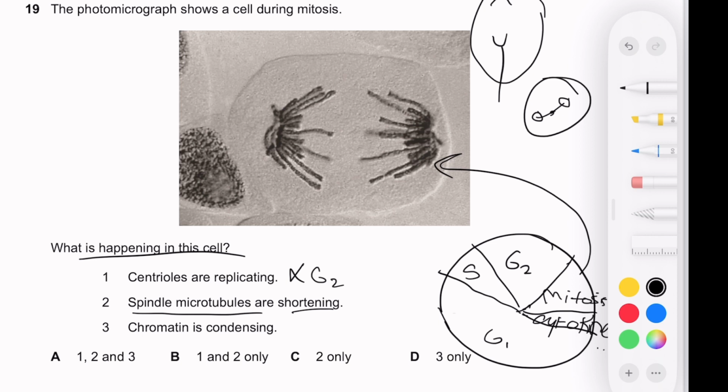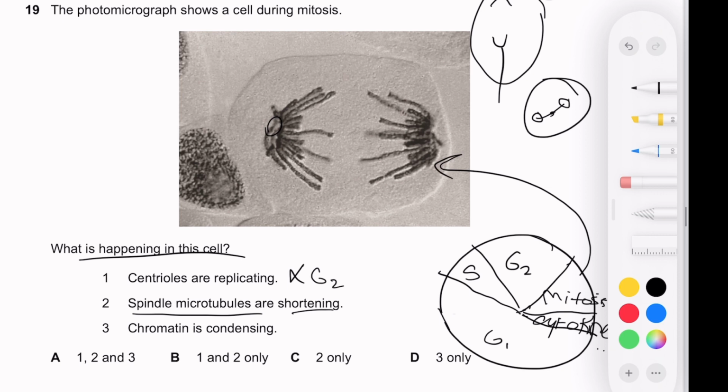And spindle microtubules are shortening. The spindle microtubules are shortening and contracting, and that's because there's going to be a hydrolysis reaction happening at the centrosome, which is the centriole bit. The centrosome is basically formed of centrioles, right? And so this hydrolysis reaction is going to break down the microtubules forming the spindle fibers, and therefore the chromatids are going to be pulled towards the opposite poles of the spindle fibers, and that is correct. Okay, so this is right.